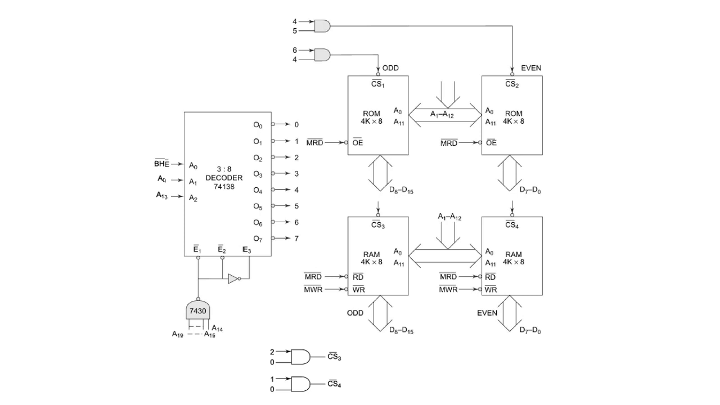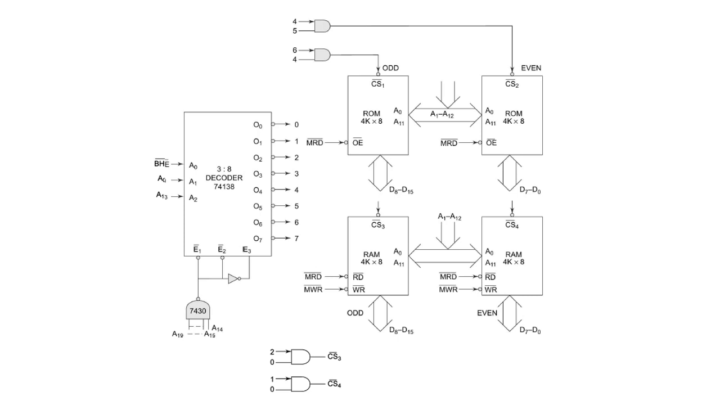Next case is when A13 is 1, A0 is 0 and BHE bar is 1. In that case, the output of the decoder is 5. So we can see from the figure that when the output of the decoder is 5, the chip select 2 is enabled. That means the even address memory bank of the ROM is getting selected.